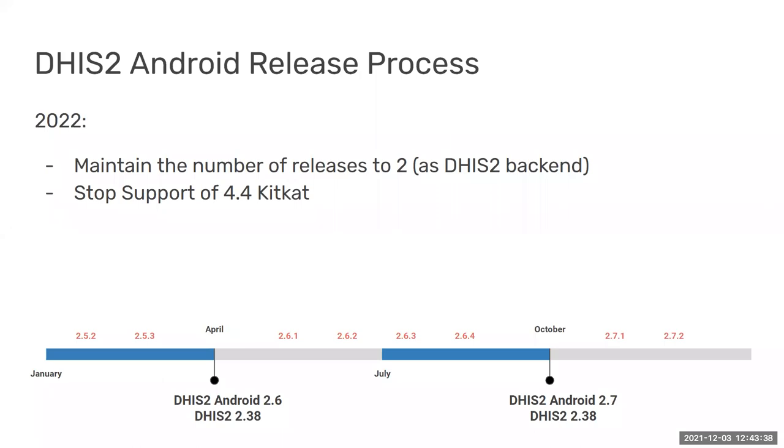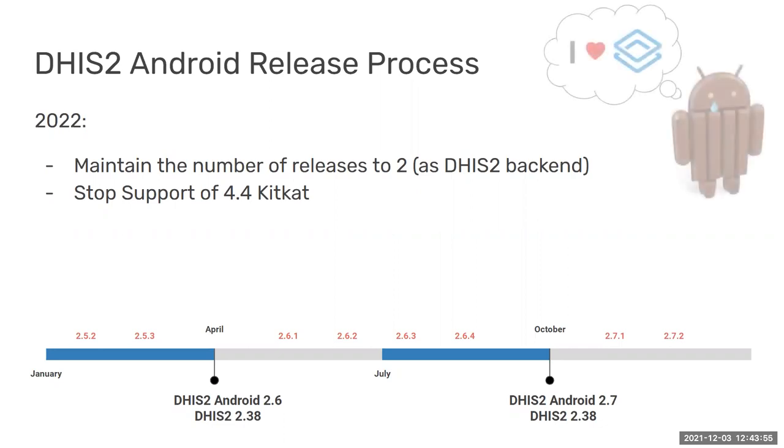First thing is that during 2022, there is not going to be any change in the release period. We release together with web and the backend DHIS2, which means that we will have one release in April next year and another one in October.